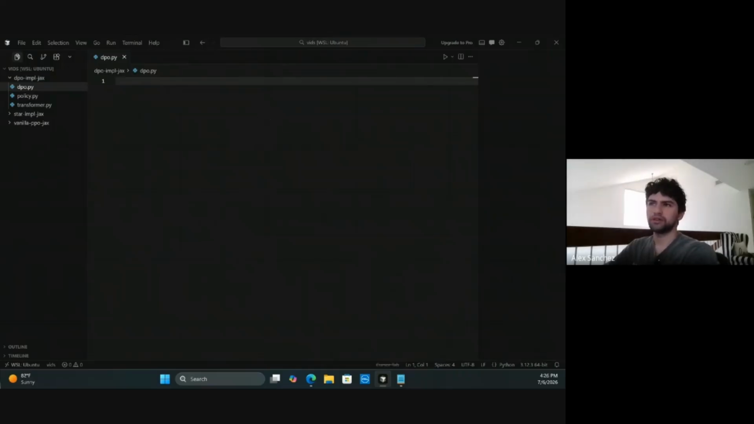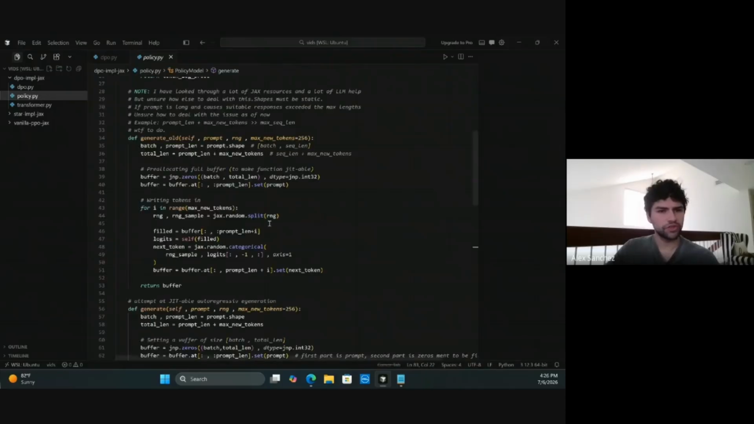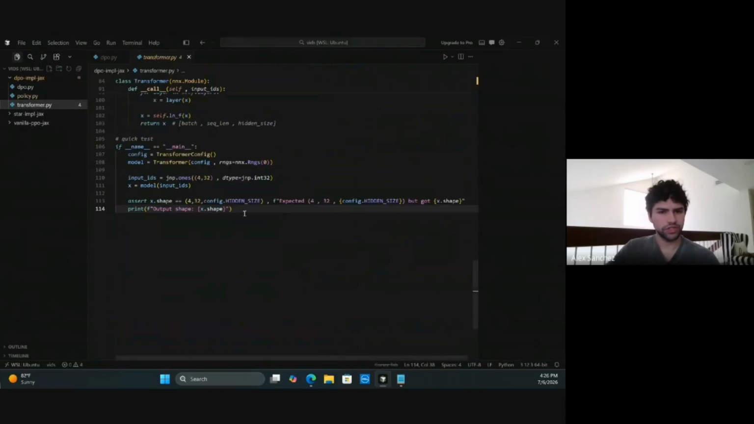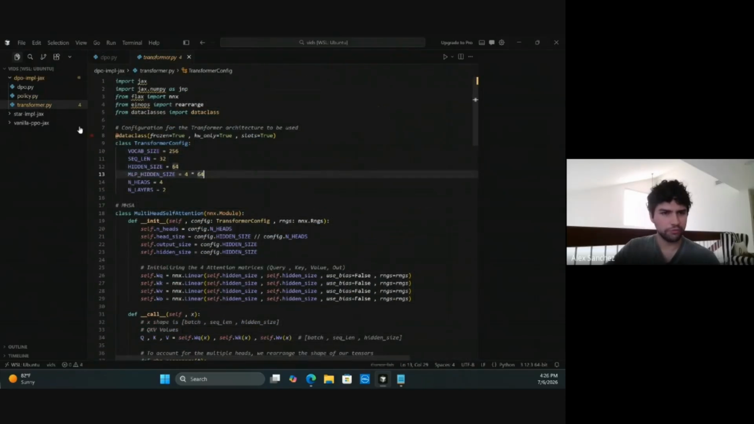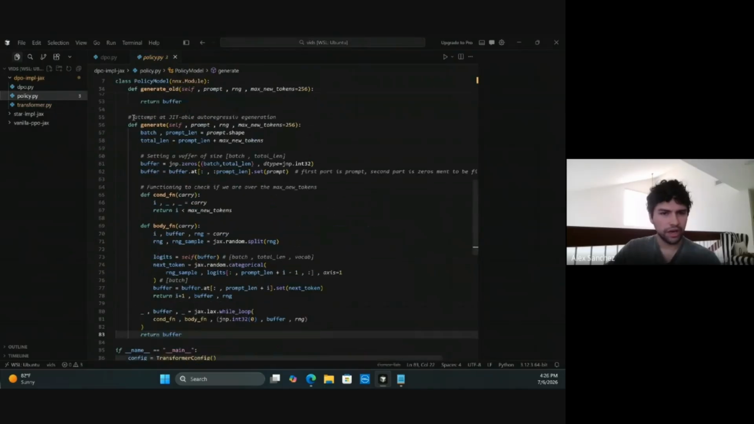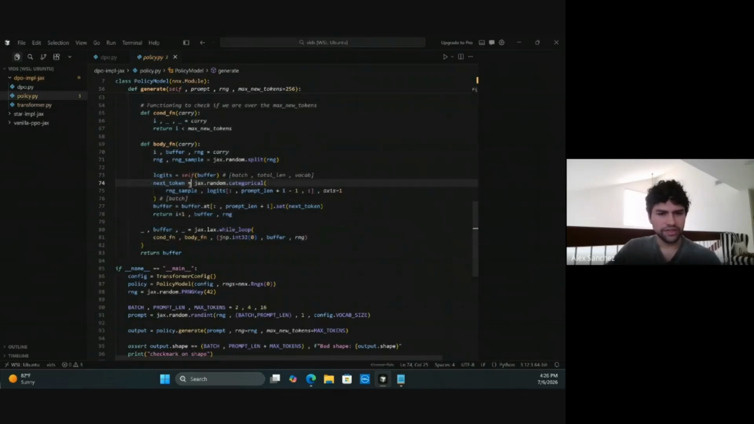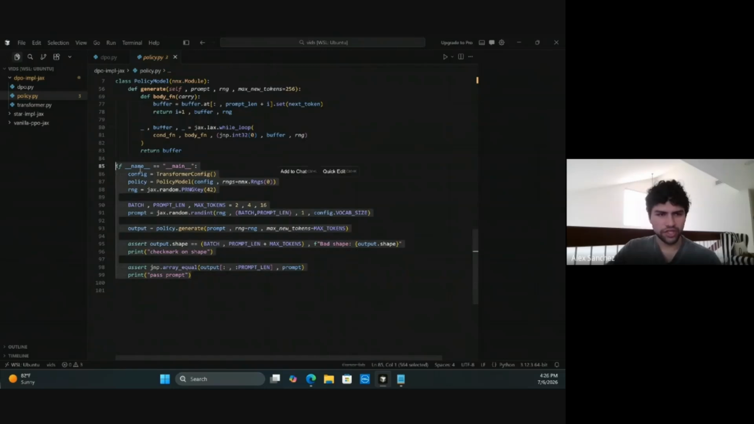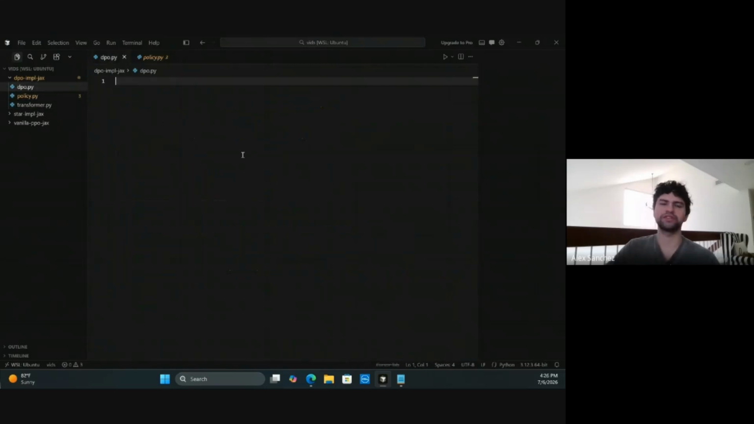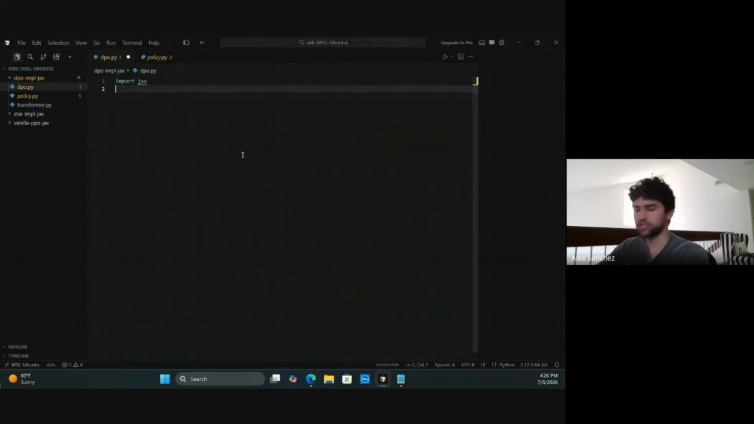So let's start with DPO. First thing we should do, and I should let you guys know, is we're going to have the same transformer.py and policy.py. Basically, this is what we did for our RLHF. We're going to have the same transformer and the same policy, but we need nothing more. First steps, we're going to import jax, import jax.numpy as jnp, and then from flax, we're going to import nnx.